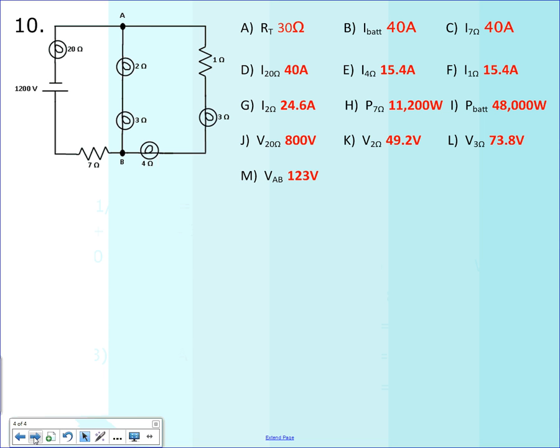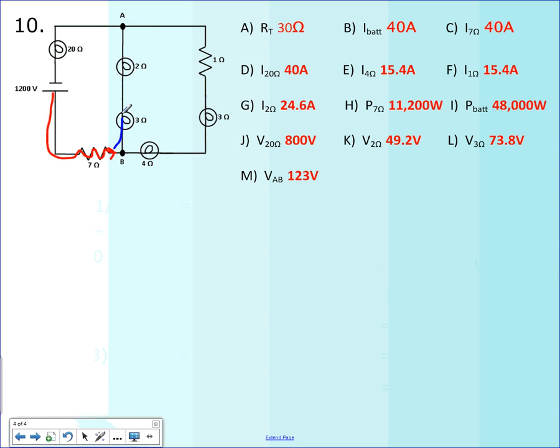So number 10 is a little bit more complicated, not too bad, but a little bit. Again, current comes out of our battery. It is going to travel through our 7 ohm resistor. All of it has to go through the 7 ohms, so it is in series with the battery. At that point, at point B, you have a fork in the road.